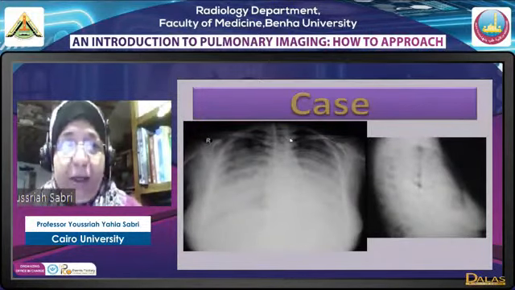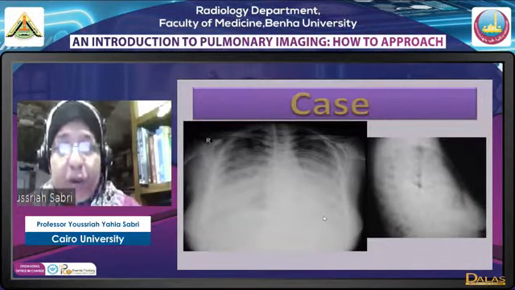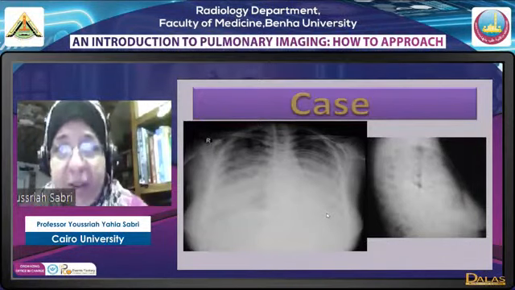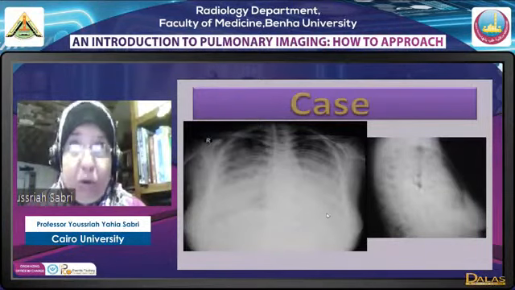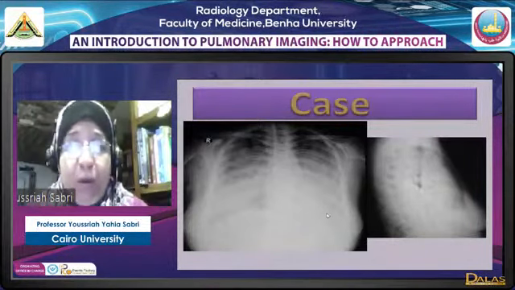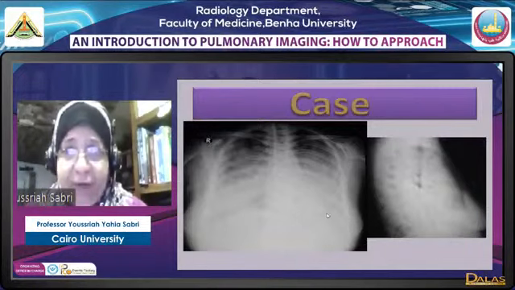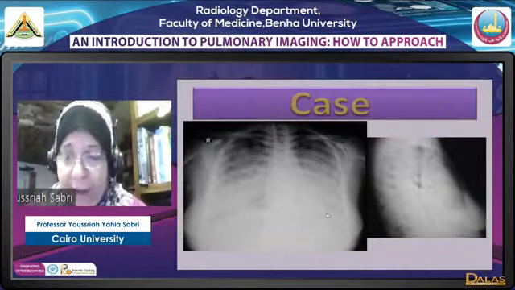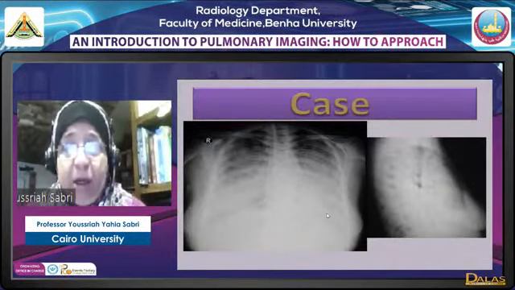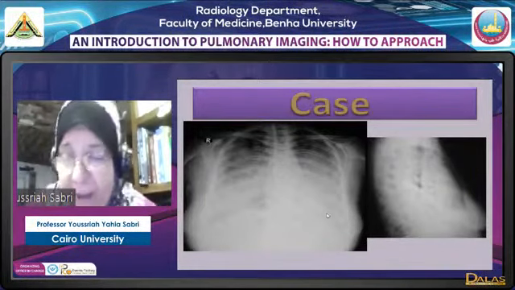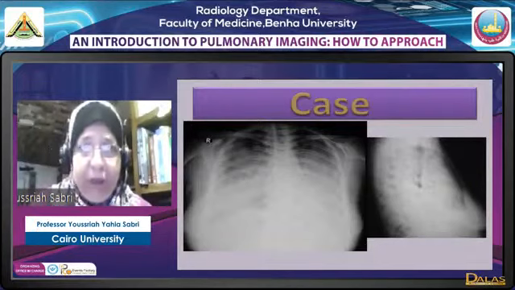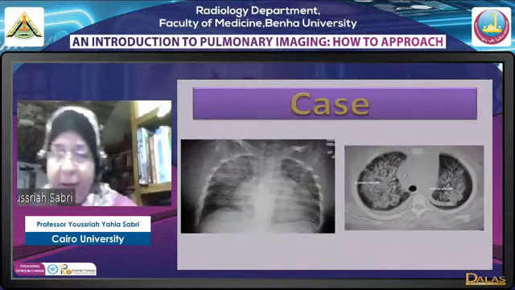Now what we have here is bilateral diffuse consolidation. This appearance has a relatively limited differential diagnosis, and the patient is usually coming from an ICU with acute respiratory distress syndrome or acute interstitial pneumonia, and in both of them we have a severe injury of the alveoli. Now we have an interesting pattern here.